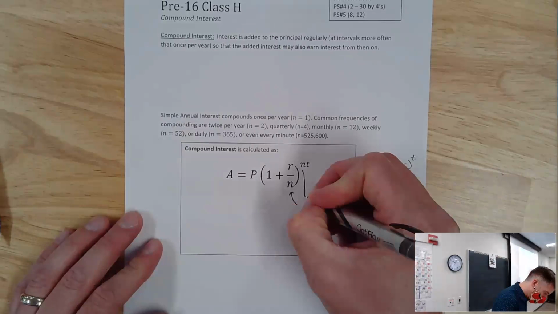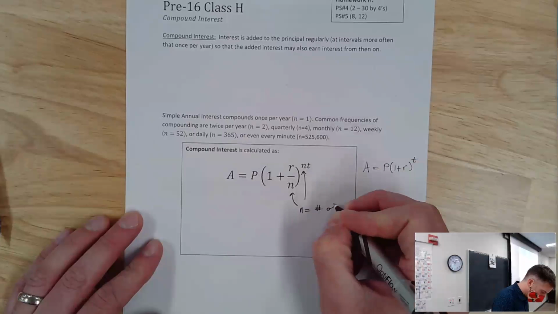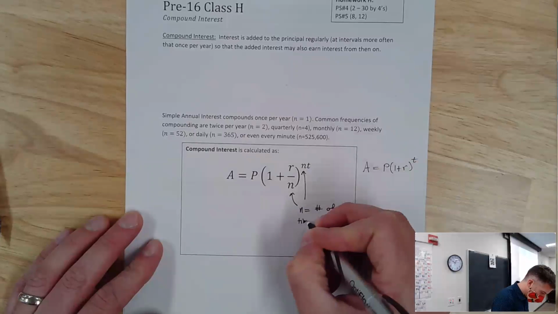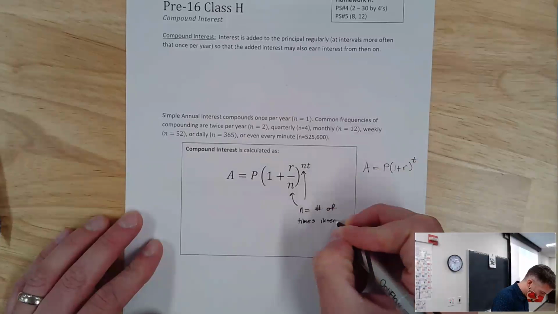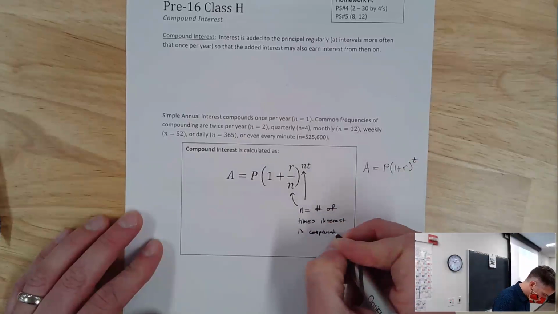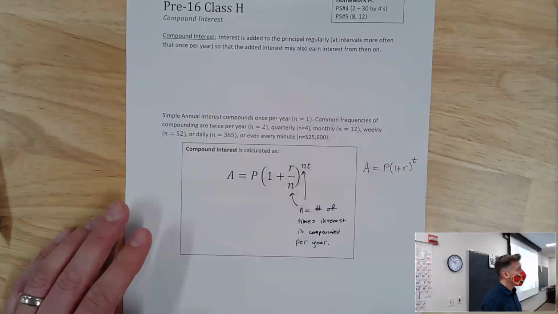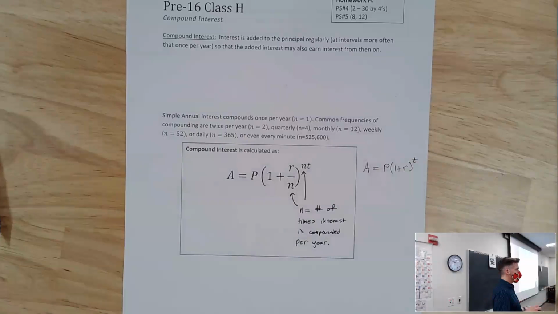n is the number of times interest is compounded per year. And it is at regular intervals, right? Meaning if I say we're going to compound interest 3 times per year, we don't do it like the first 3 months and then not the next 9 months, right? If we were doing it 3 times per year, we do it once every 4 months, right? So it's an equal interval every time.